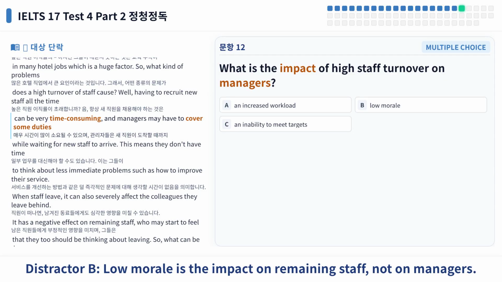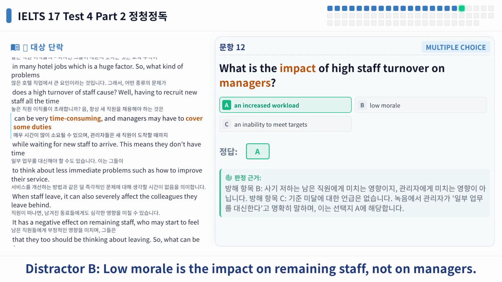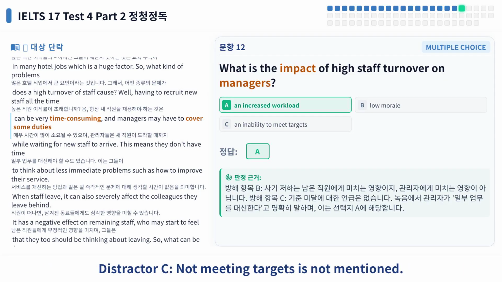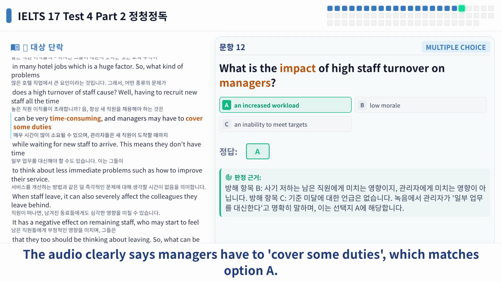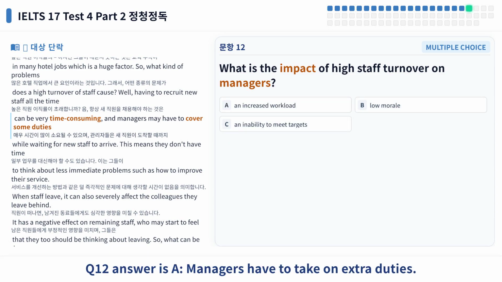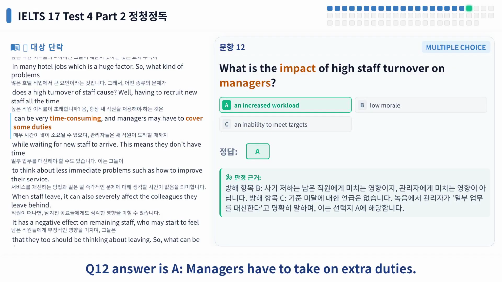Distractor B. Low morale is the impact on remaining staff, not on managers. Distractor C. Not meeting targets is not mentioned. The audio clearly says managers have to cover some duties, which matches option A. Q12 answer is A. Managers have to take on extra duties.